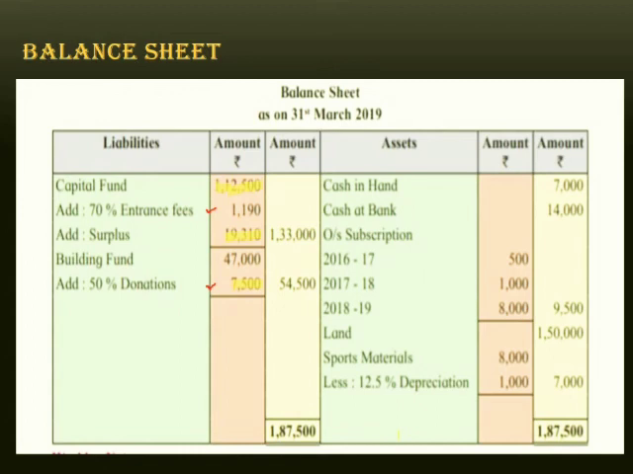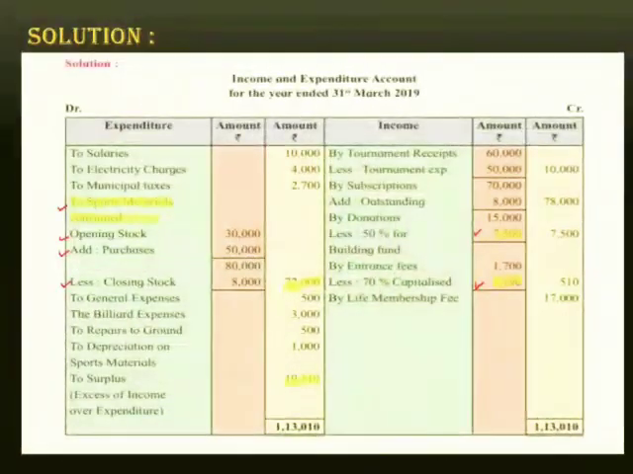See here, sports materials 8,000, and there we have to calculate the depreciation on the same amount, 8,000. So if we calculate 12.5% on 8,000, we will get 1,000. So one effect is given over here, and the second effect will go to the expenditure debit side, depreciation on sports materials 1,000.